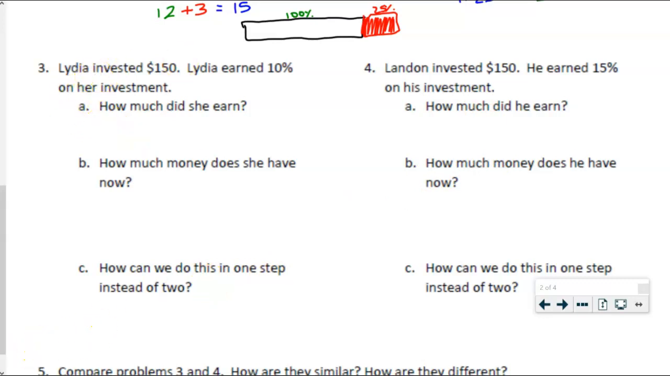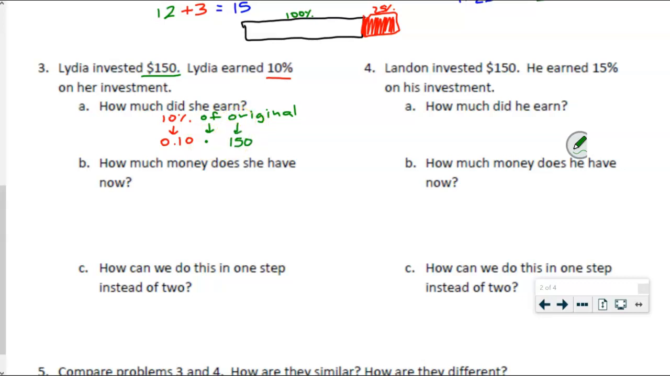Lydia invested $150. That's the original amount. Lydia earned 10% on her investment. So if I want to know how much she earned, I'm asking what is 10% of that original amount, which is $150. So I would be typing into my calculator 0.1 or 0.10. Of means to multiply, and the original amount is $150.